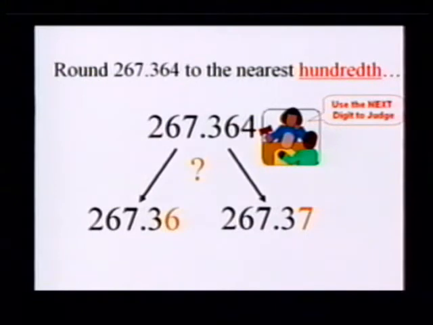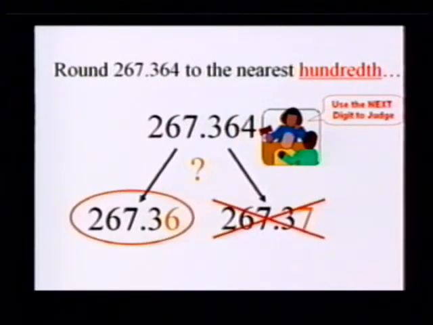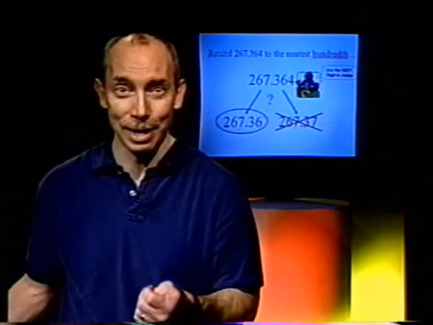What do we use to decide? The next digit. And once again, in this case, it happens to be a lower number. So we use the lower. 267.36 is your answer. Okay?